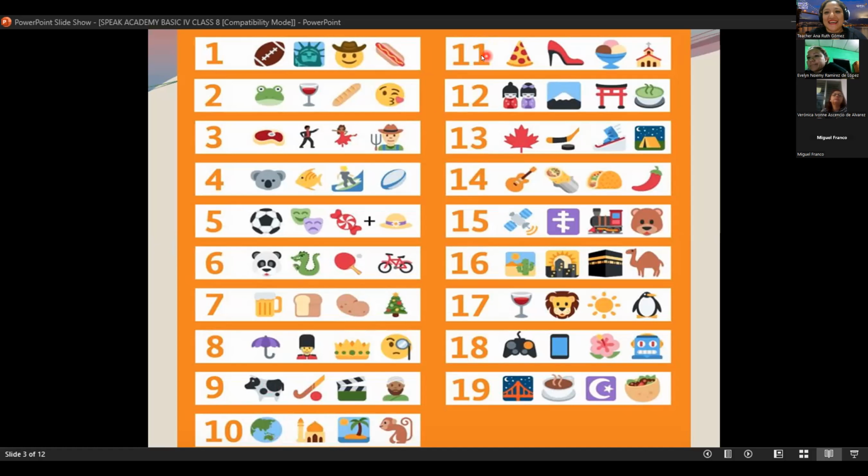Italy. Yes, Italy. What about number 12? Japanese. Japan. Yes. What about number 13? Canada. All right. Very good. Canada. What about number 14? Mexican. What about number 15? Korea. Russia. All right. Number 15, Russia. What about number 16? Egypt. Oh, all right. Very good.